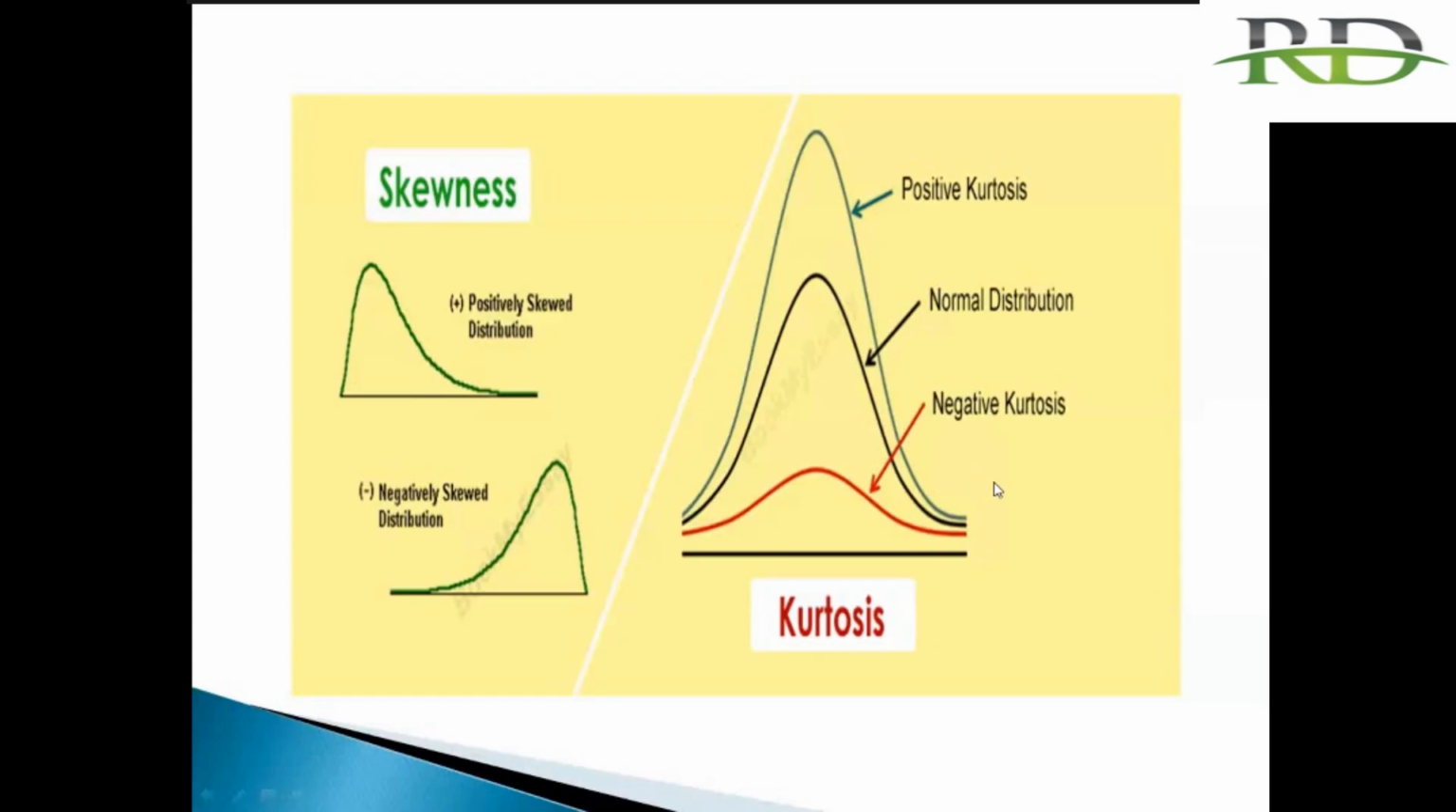See, if beta 2 is equal to 3, then it is a normal distribution, symmetric. And if beta 2 is greater than 3, then it is positive kurtosis. These three have special names: platykurtic, mesokurtic, and leptokurtic. So if beta 2 is greater than 3, it is leptokurtic. If it is equal to 3, it is mesokurtic or normal. And if it is less than 3, then it is platykurtic, negative kurtosis.